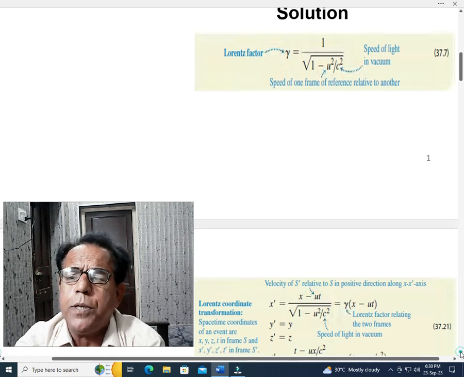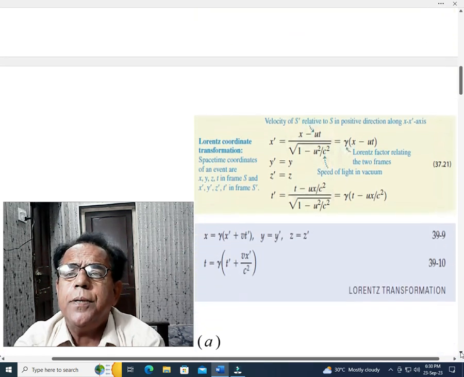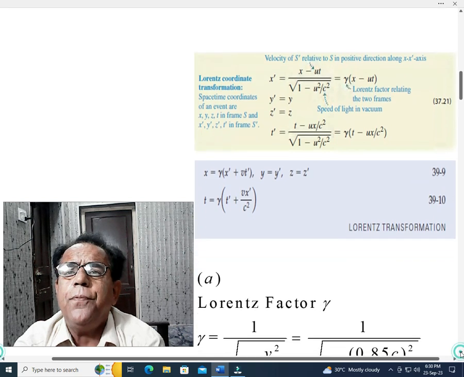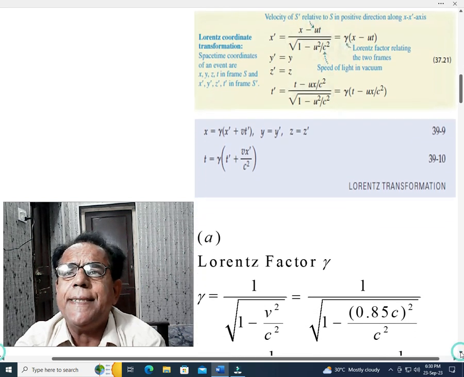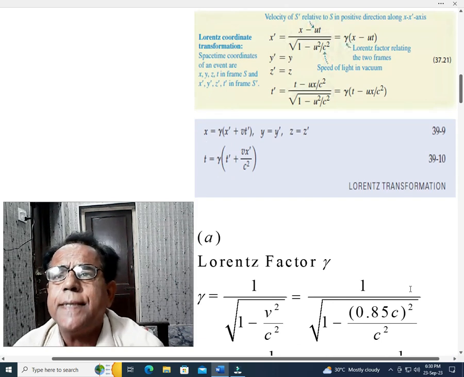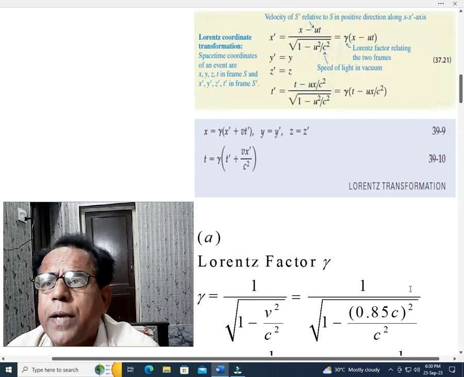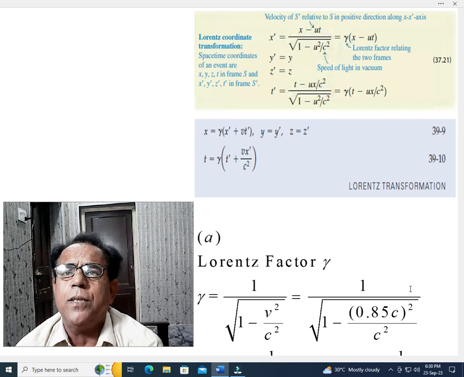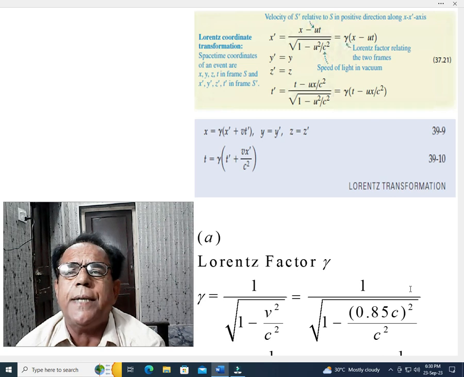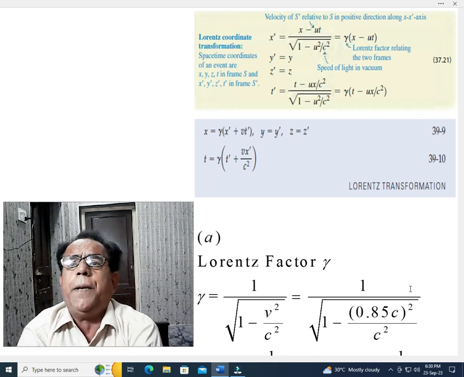Second snapshot, velocity of S dash relative to S in positive direction along x dash axis. Lorentz coordinate transformation: space time coordinates of an event are x, y, z, t in frame S, and x dash, y dash, z dash, t dash in frame S dash.